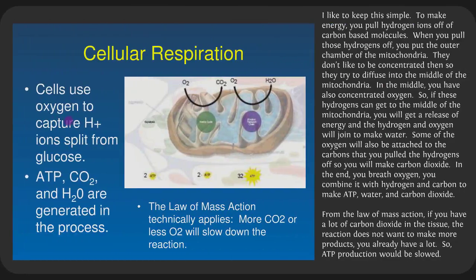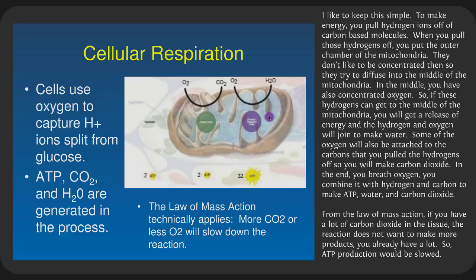I like to keep this pretty simple, maybe too simple. To make energy, you pull hydrogen ions off of carbon-based molecules like glucose. When you pull those hydrogens off, you put them in the outer chamber of the mitochondria. So you put the hydrogen molecules out here and oxygen will go in here. These hydrogen ions don't like to be concentrated and they try to diffuse into the middle of the mitochondria.